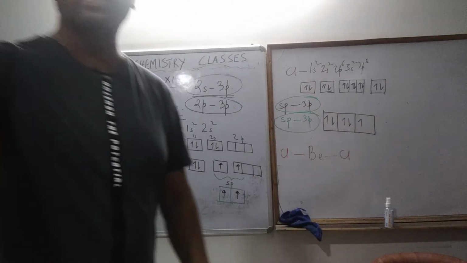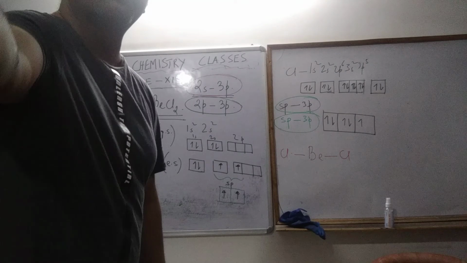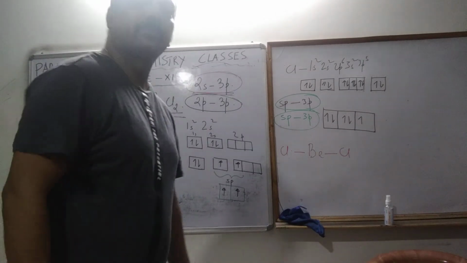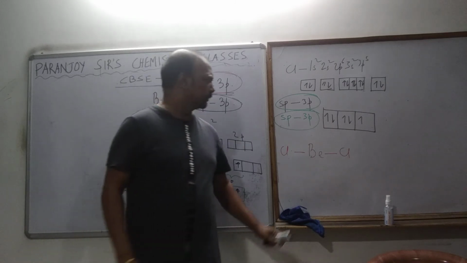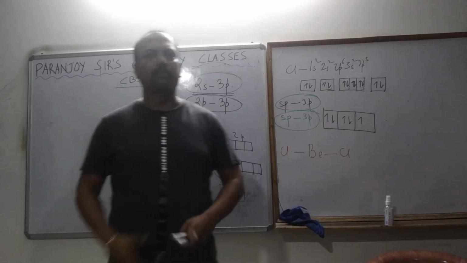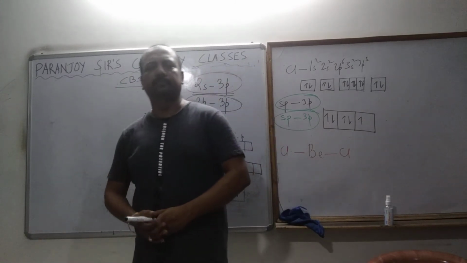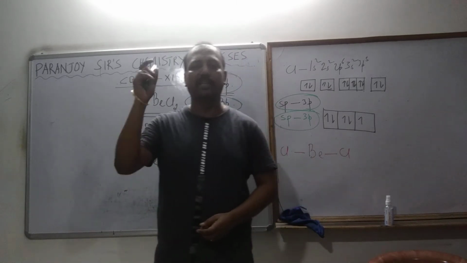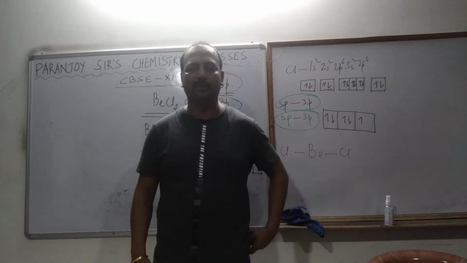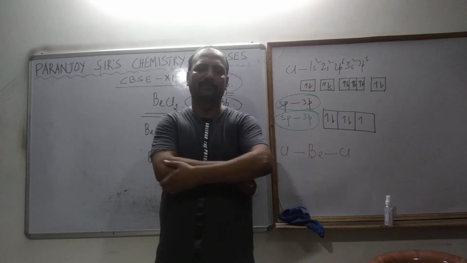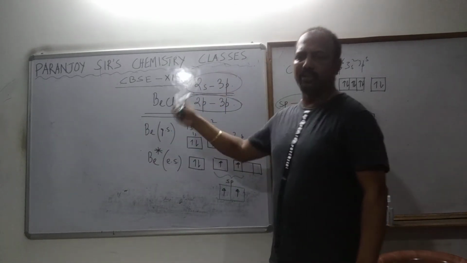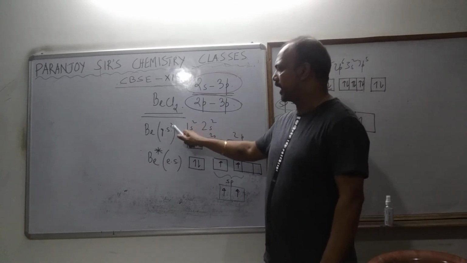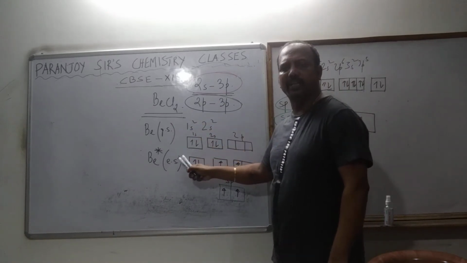Same way. I am not rubbing the board. Please try to do it for BF3 and tell me the hybridization of BF3, without seeing the table. Do it yourself and then tell. Write down B in the same way: ground state, whatever I wrote, and if required, the excited state.